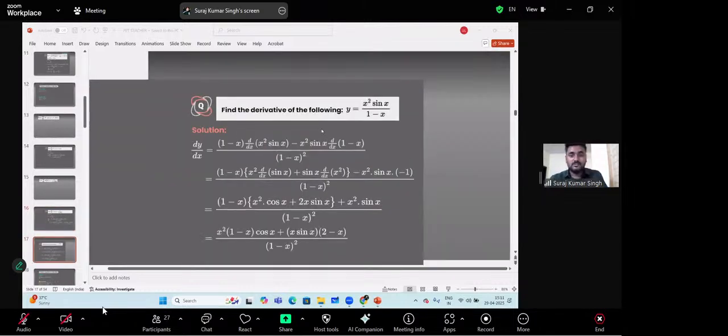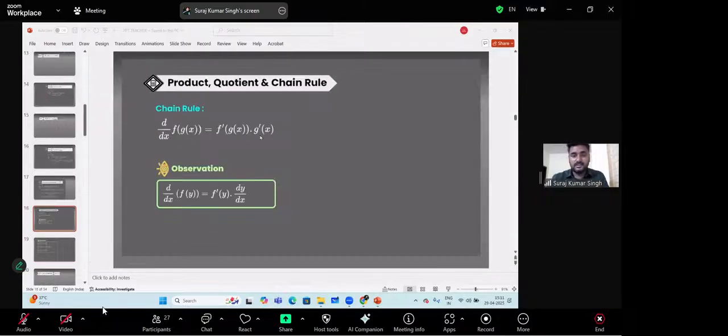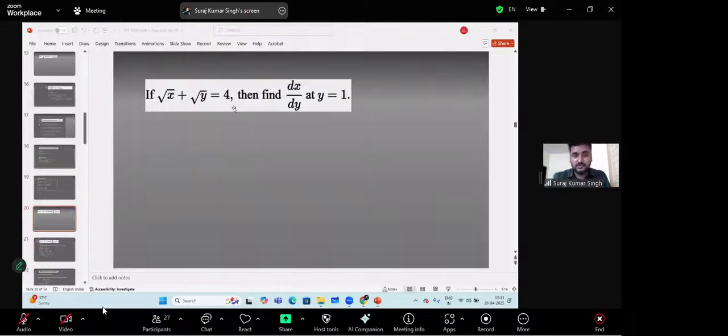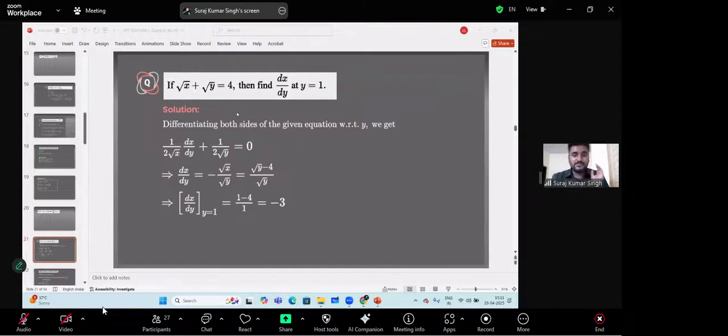And here also the solution was there. Also here I have written product, quotient, chain rule we saw. Then some observations, a very important observation about what students do wrong. Here some questions we have seen.